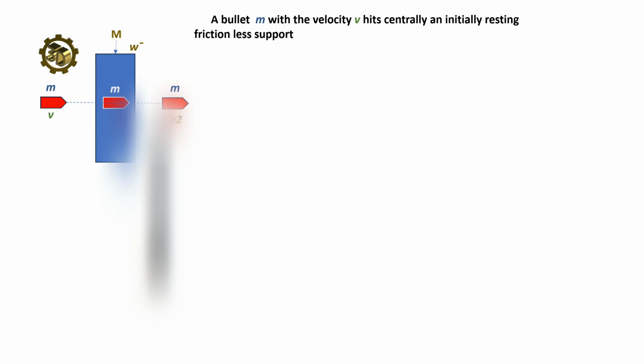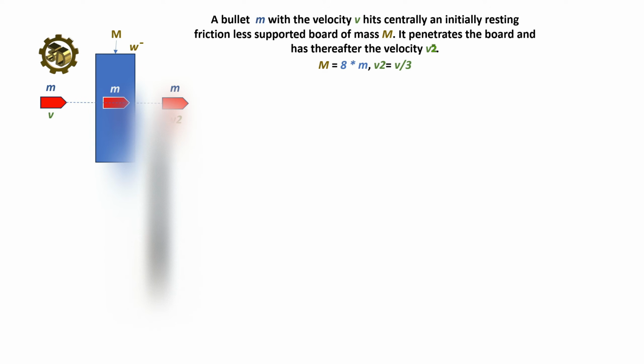Dynamics, impact, problem solving. A bullet with the velocity v hits centrally an initially resting frictionless supported board of mass m. It penetrates the board and has thereafter the velocity v2. Determine the velocity w of the board after the penetrating shot if the mass of the board equals 8 times the mass of the bullet, and v2 equals v divided by 3.